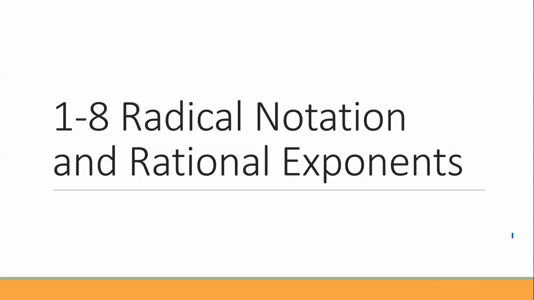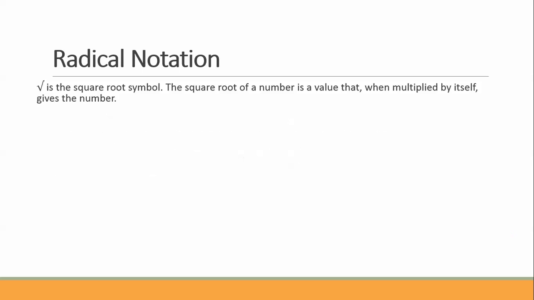Today we're going to talk about radical notation and rational exponents. A radical notation is this little root symbol, and this one is the square root symbol. The square root of a number is the value that when multiplied by itself gives that number back. For instance, 5 squared is equal to 25, so the square root of 25 is equal to 5.